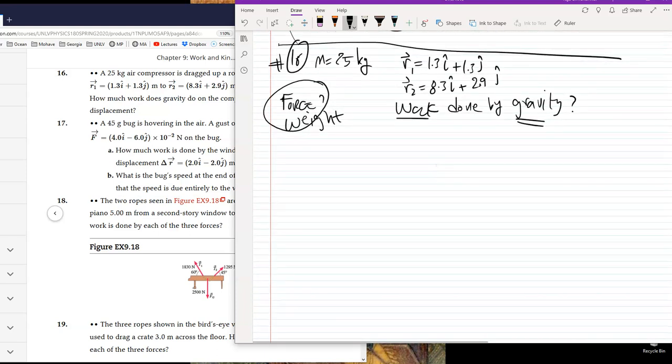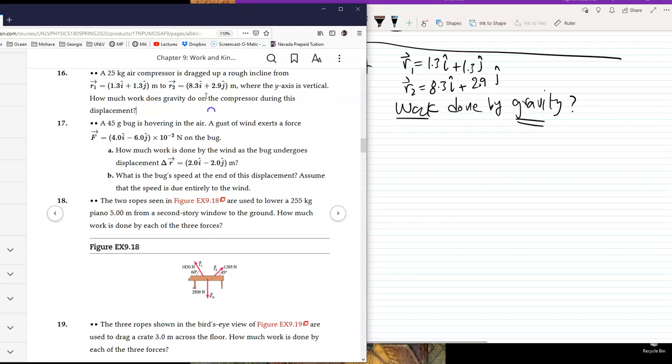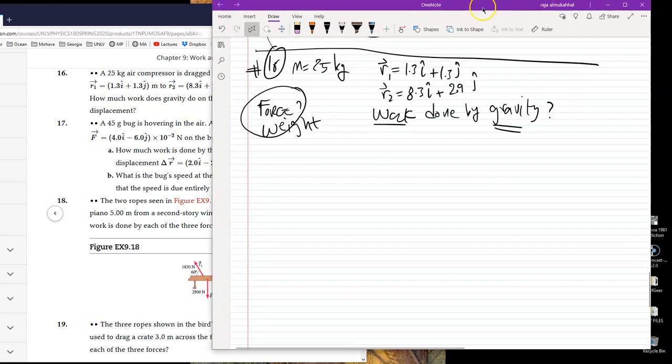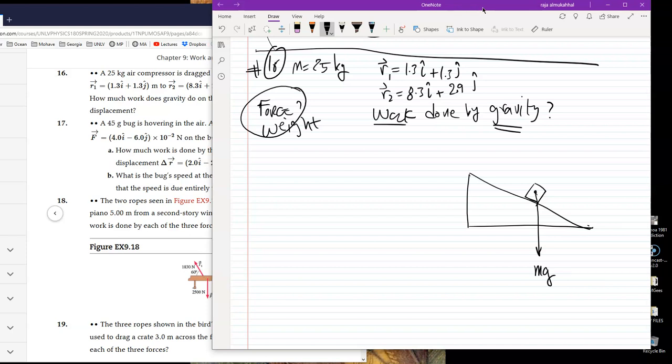Okay, let me draw a picture of this. He says an air compressor is dragged up a rough incline from R1 to R2. It's kind of hard to draw in two dimensions, but I'm just going to go roughly something like that, just to give you a visual picture. Here is an incline. Here is the compressor. And here is the weight of the compressor. It's going to be a vertical line. It's good enough. And the air compressor is being dragged, so there is a force on it. It could be a push or a pull, it doesn't matter. I'll make it a push. Here's the force. It's being pushed like that, dragged, okay? And we want to know the work done by the weight, not by this one, by the weight.